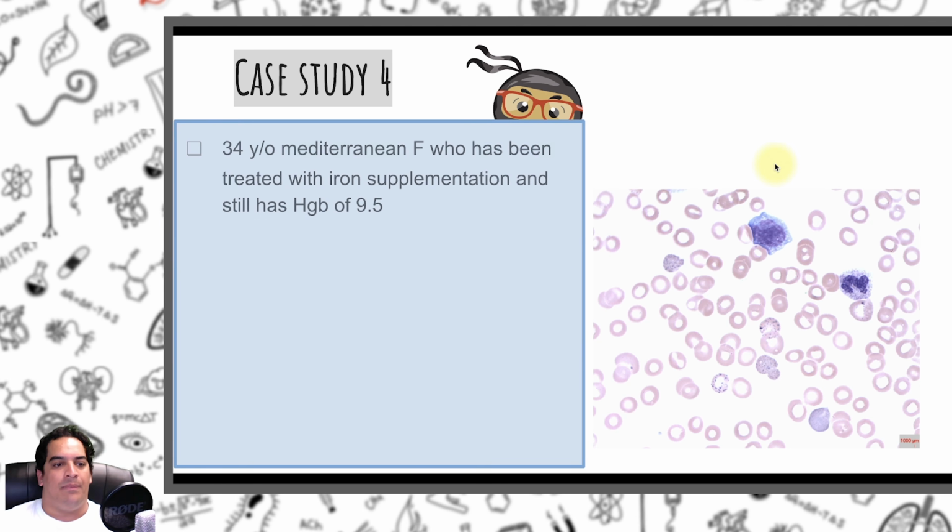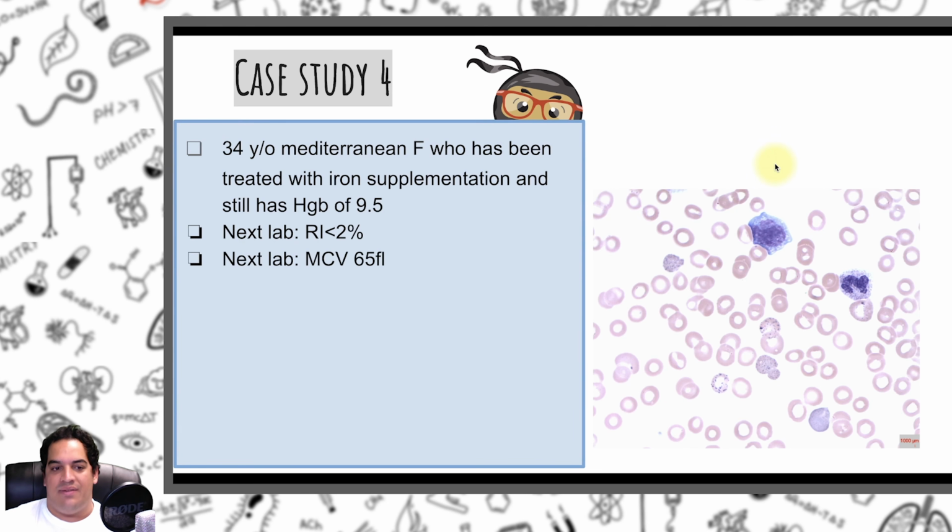Case study 4. 34-year-old female with Mediterranean ancestry who has been treated with iron supplementation for a while and still has a hemoglobin of 9.5 despite that. What do we do? Retic index, it's less than 2, underproduction. MCV, 65. What did I tell you to remember if you've seen MCV less than 70 to have a high degree of suspicion for? Thalassemia.